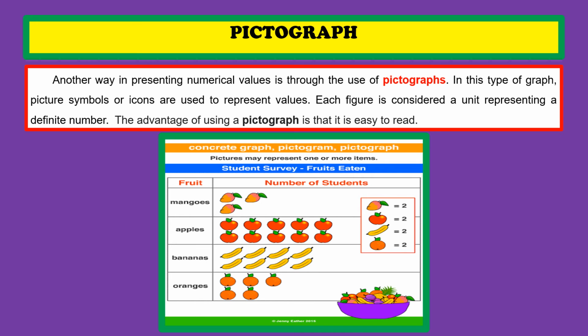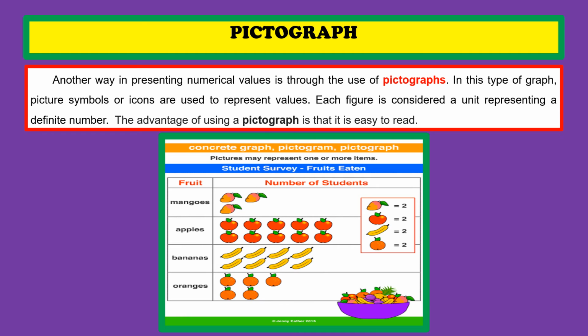Pictograph. Another way of presenting numerical values is through the use of pictograph. In this type of graph, picture symbols or icons are used to represent values. Each value is considered a unit representing a definite number. The advantage of using pictograph is that it is easy to read.